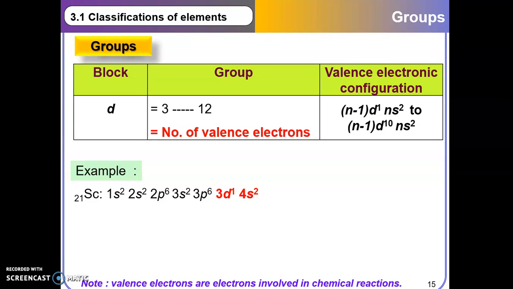Now, step 2, we need to determine the total number of valence electrons. For D block elements, the 3d electrons and 4s electrons are involved in the chemical reactions. So in this case, the total number of valence electrons is 3. So scandium must be in group 3.